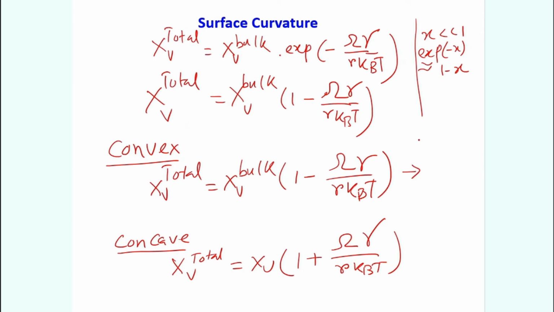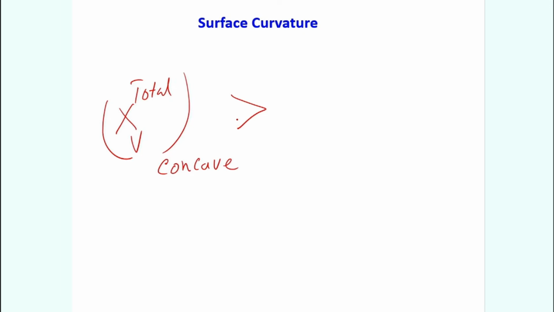So, we can write this as equation 5, this is equation 6, this is equation 7. So, for concave and convex, there is a huge difference. In one case you are adding this term, in the other case you are subtracting this term, right. Therefore, in one case the vacancy concentration will increase much more than the bulk vacancy concentration. In the other case it will decrease substantially. What we can write from this is a very simple thing: xv total for concave must be greater than xv total for a flat surface.